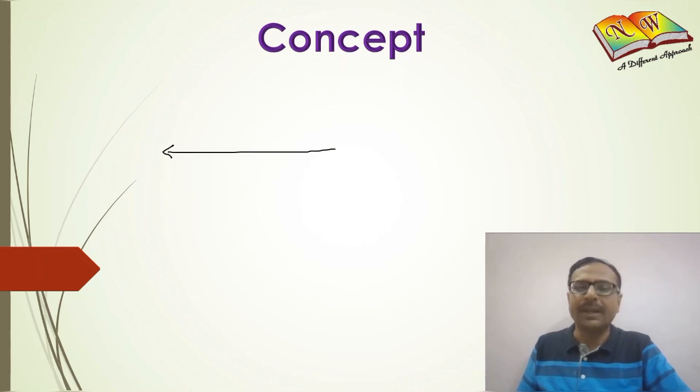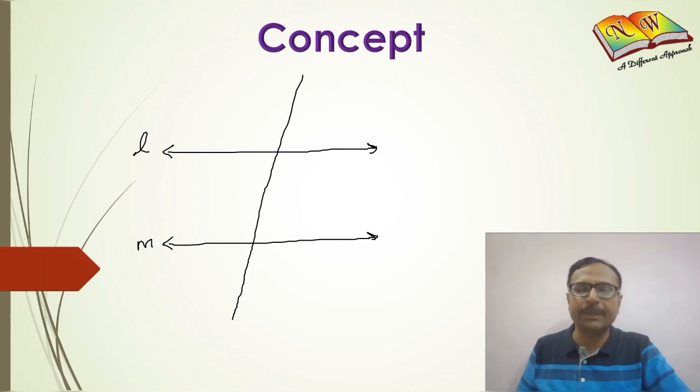If you draw a line L and a line M which are parallel to each other, and a line N which intersects both the parallel lines like this, this line N is known as the transversal. If you see the interior angles, that means the angles which lie between L and M, I'm labeling those angles as angle 1, angle 2, angle 3 and angle 4.